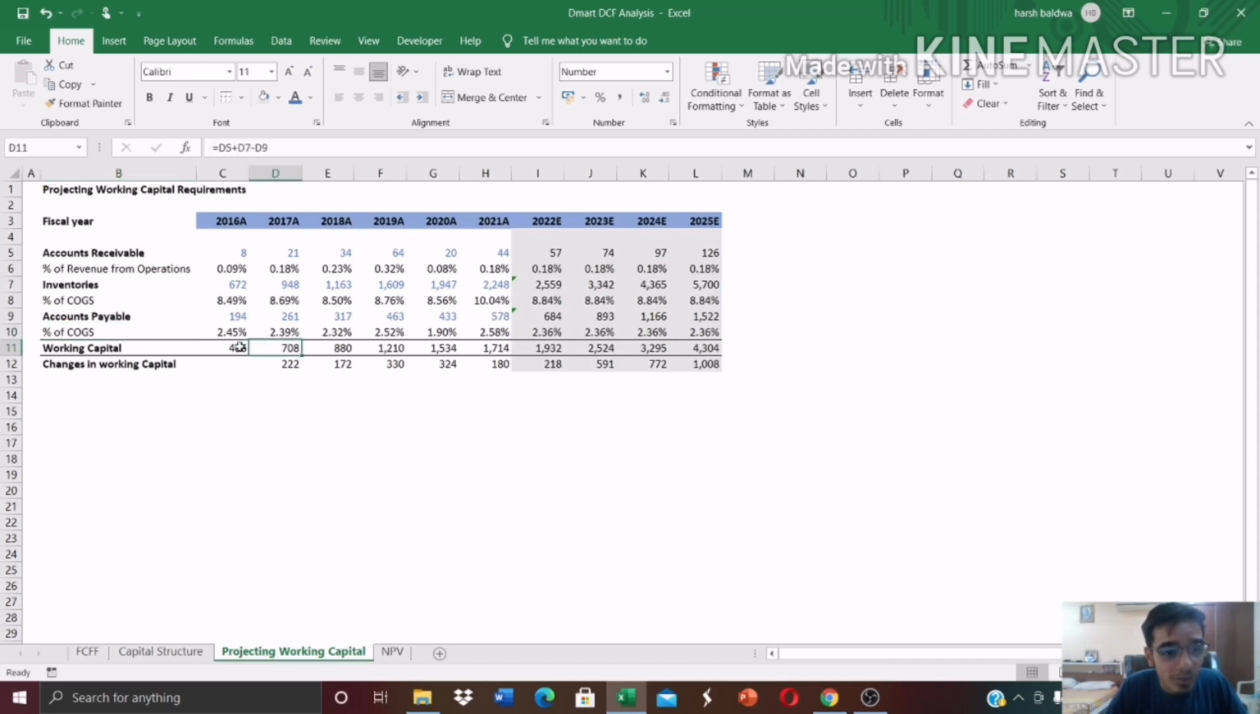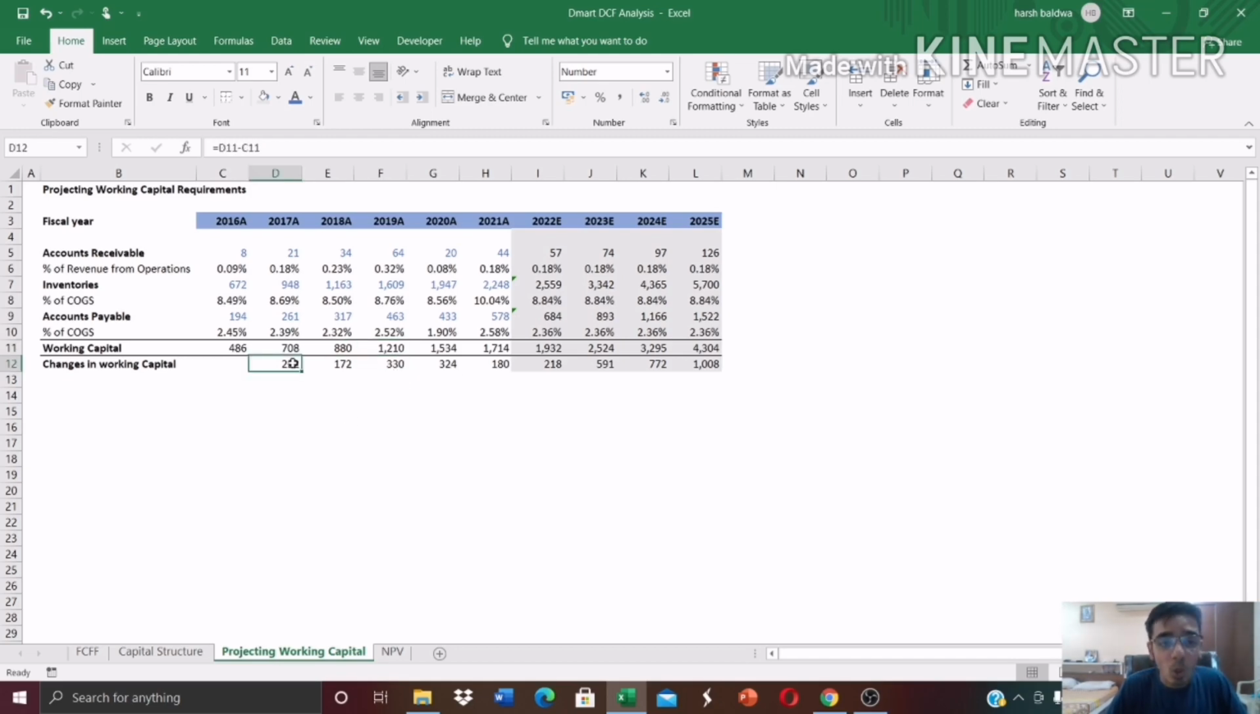Now to calculate the working capital, the formula is very simple. It's nothing but accounts receivable plus the inventories minus the accounts payable. This plus this minus this. So you get the working capital for all the years. Now you have to calculate the change in working capital, which is 708 minus 486, then 880 minus 708, which comes to 172, then 1210 minus 880, which comes to 330, and so on.